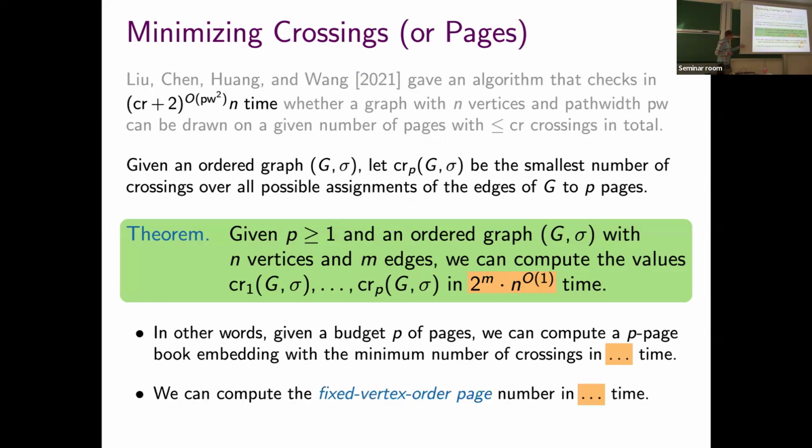Okay, what else can we get? Namely, if we have these values, we can compute the fixed order page number in the same amount of time. How do we do it? Given these values, quick check whether you are already asleep or not yet. Yes, you go through these numbers and you stop when you have the first number that is a 0, because that's the number of pages that you need.